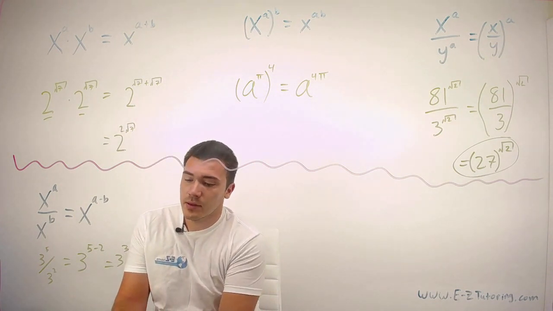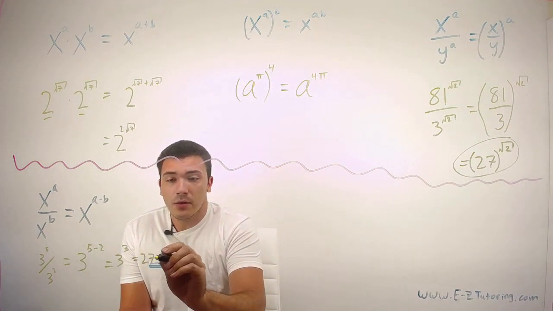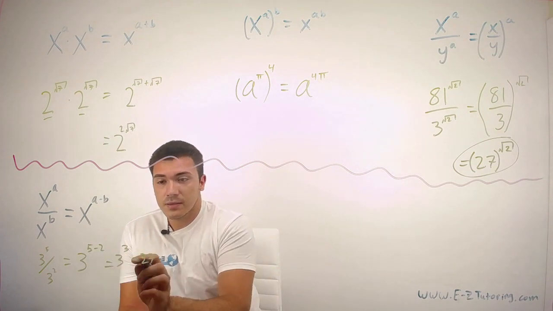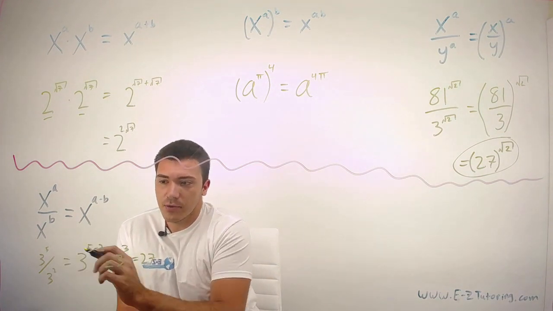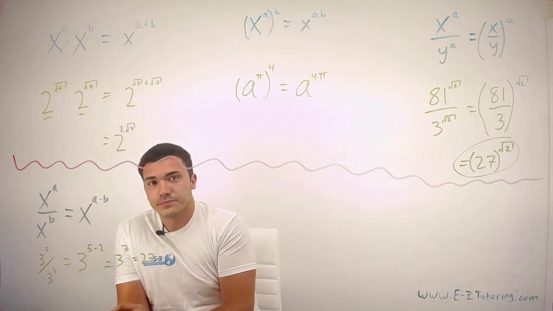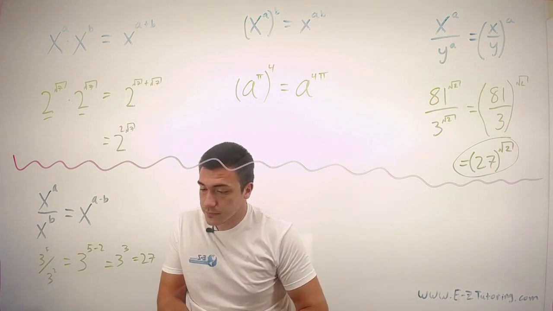Now, 3 to the 3 is 27, and you can find your answer to this much easier using this rule rather than actually doing 3 to the 5th and dividing that by 3 squared. Anyways, on to the next example.